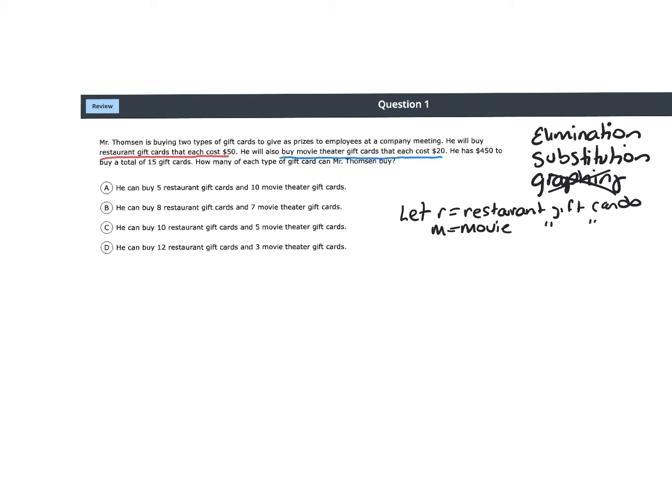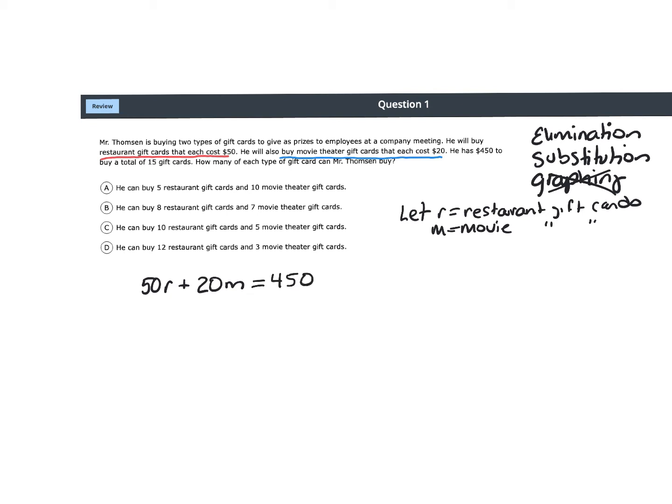Okay, now he has $450 to spend. How many of each type can he buy? Now it's important to know that you could guess and check your way through this. You could play with each of the answers and check, and we might do that with our answer, but I'm going to show you using elimination. So it's $50 per restaurant gift card, and he's also going to buy some movie gift cards, so $20 per movie gift card, and he has $450. That would be our first equation.